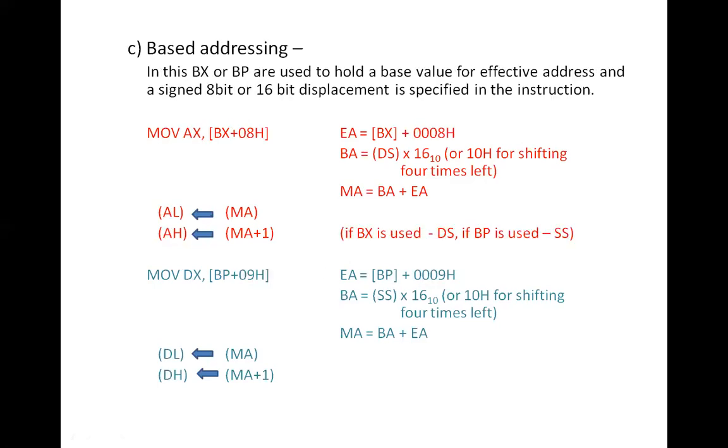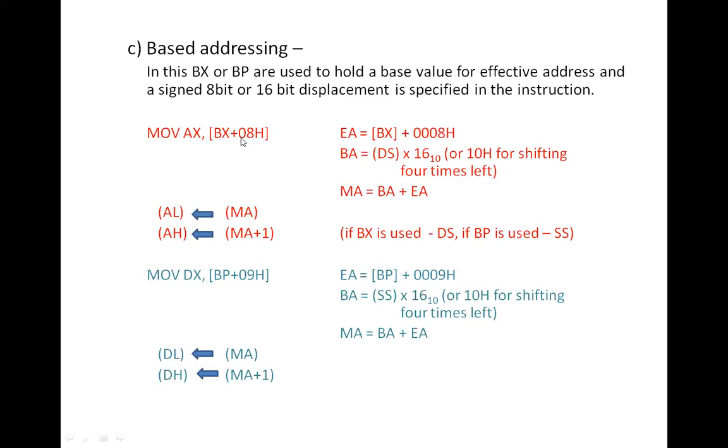The next addressing mode is the based addressing. In based addressing, the BX register or base pointer is used to hold a base value for the effective address. Whatever the effective address, in case of based addressing, we will be using only these two registers, base pointer or the BX register. And along with that, a signed 8-bit or 16-bit displacement is specified in the instruction. An example of based addressing is MOV AX, [BX + 08].